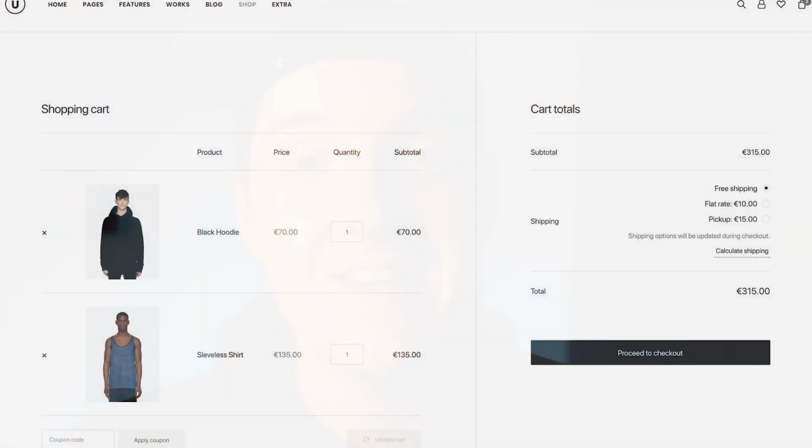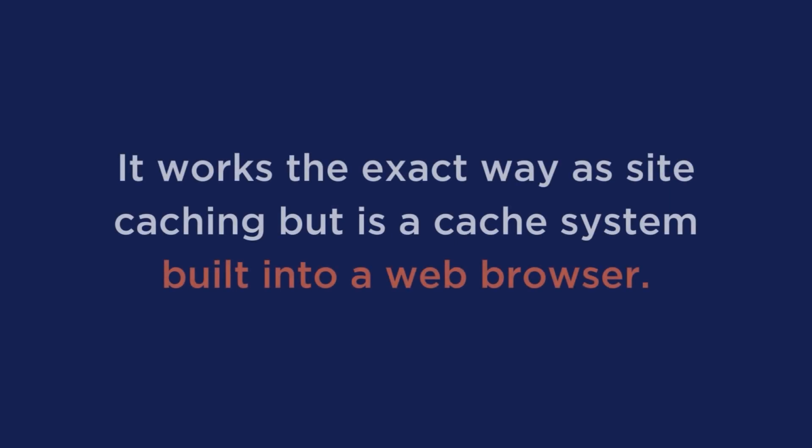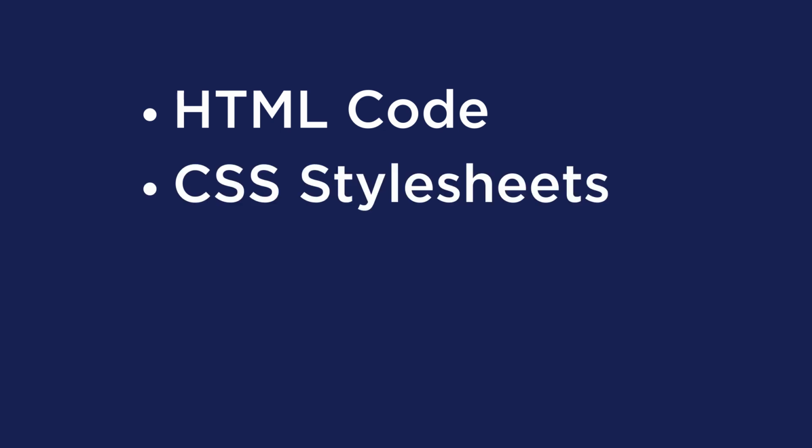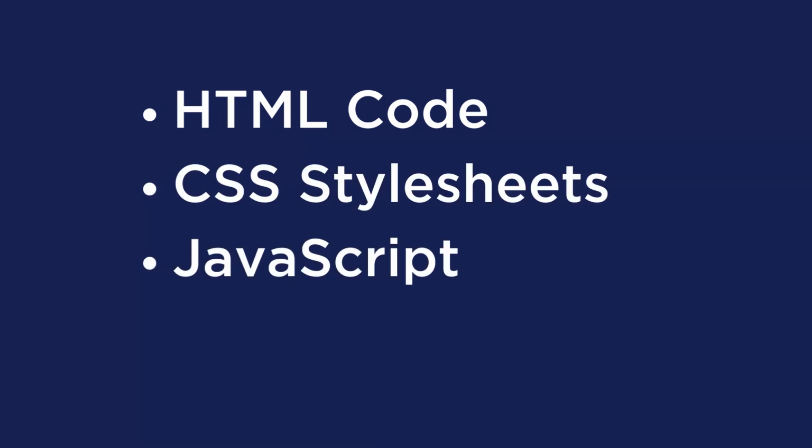On the other hand, it is not well suited for dynamic websites where content frequently changes, such as e-commerce pages with shopping carts. The second common type is browser cache. Like site caching, browser caching also happens on the client's end. And it works the exact same way as site caching, but it is a cache system built into a web browser. The browser temporarily saves copies of a website's files, including HTML code, CSS style sheets, JavaScript, and images. These files are known as static assets because they don't change between visits.